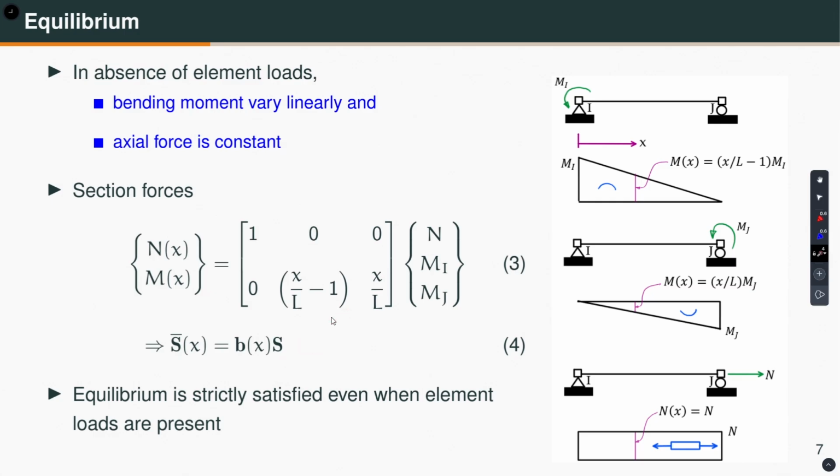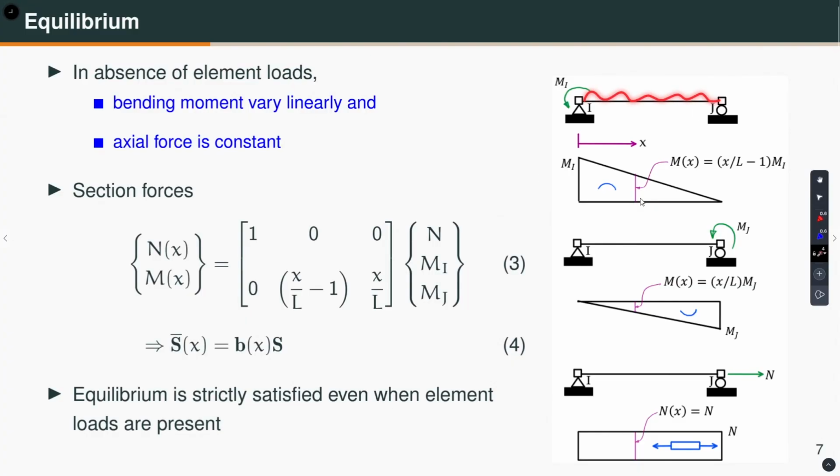This equation is exact no matter whether your element is undergoing inelastic deformation or not. Okay. The bending moment distribution and the axial force distribution are exact, even if you have element load in between. For example, if you have distributed load, you can draw the bending moment diagram and you can exactly determine the variation of the bending moment. So, therefore, equilibrium is strictly satisfied even when element loads are present.